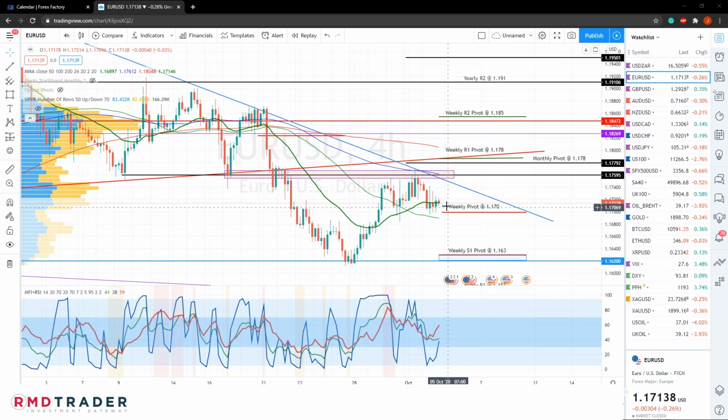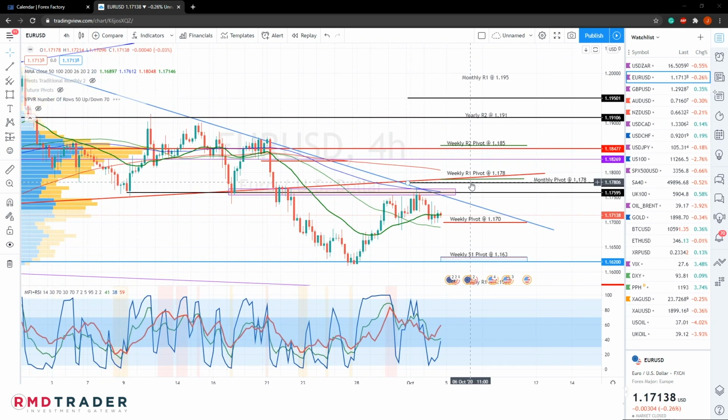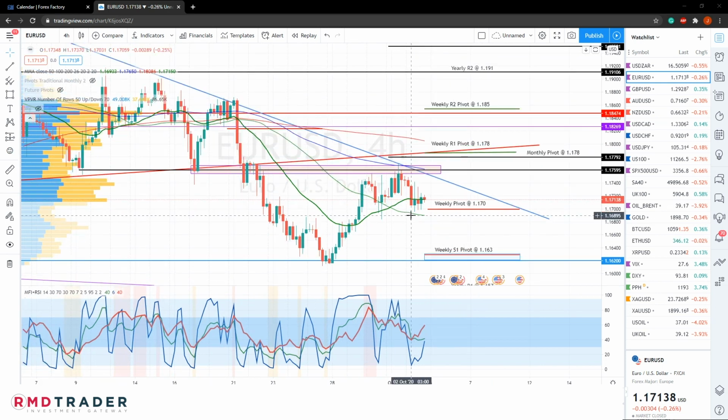Of course, if price were to get a close above our diagonal, that would firstly see price move back higher and then retest this monthly pivot level at 1.178. That would also be an area to potentially watch for a short or a pullback to that breakout area, but best to keep an eye on price action if that were to occur.